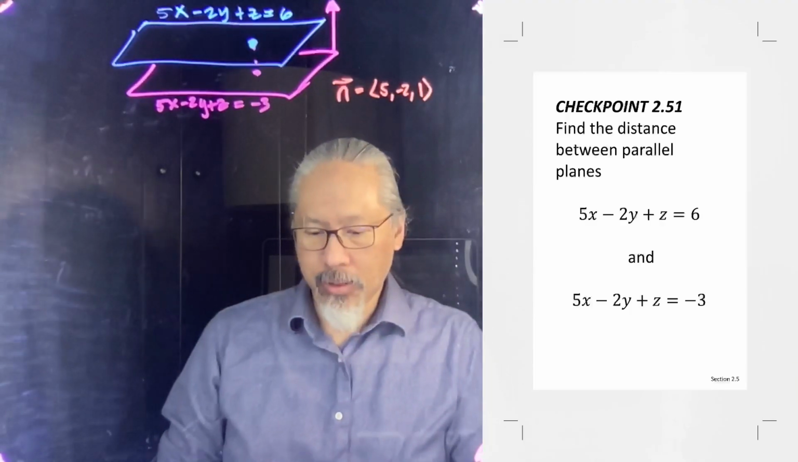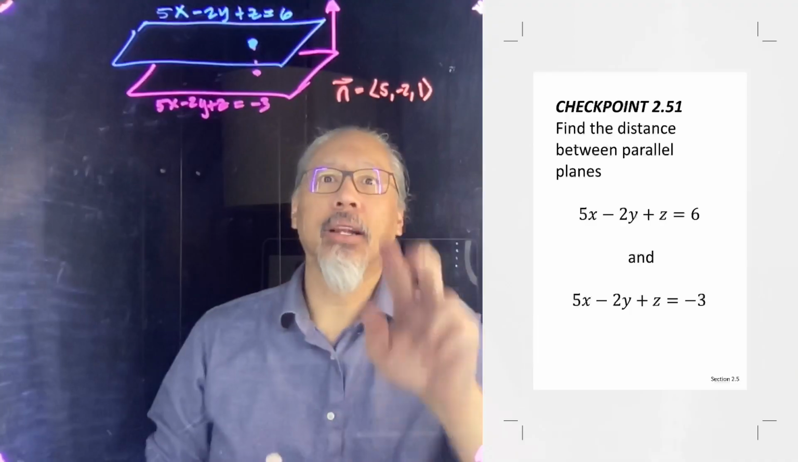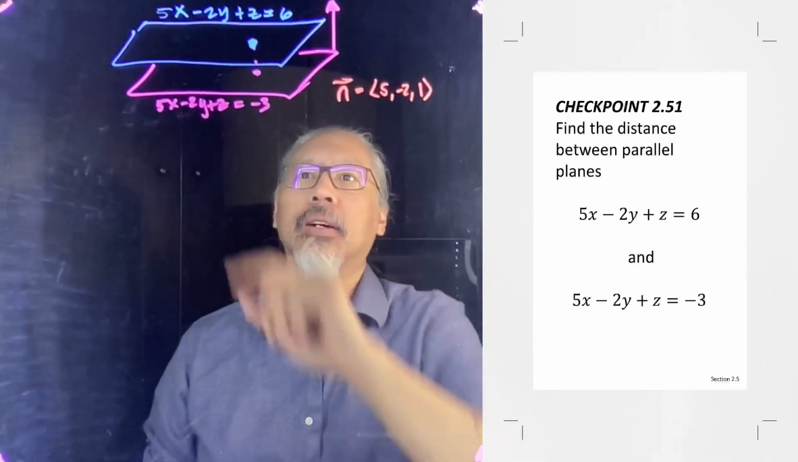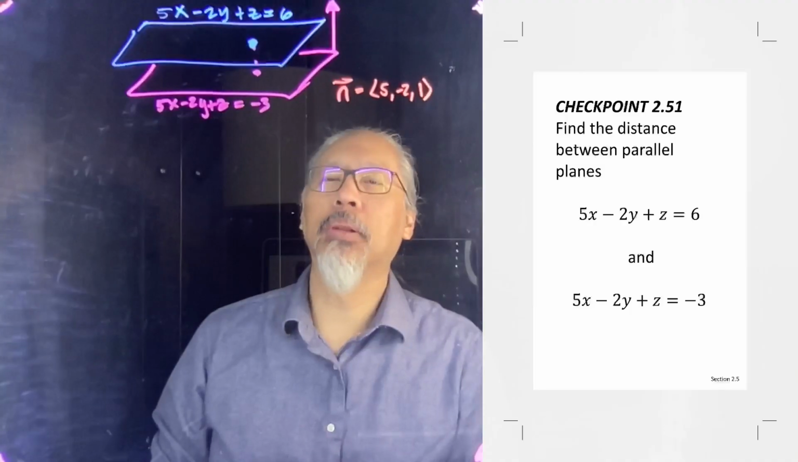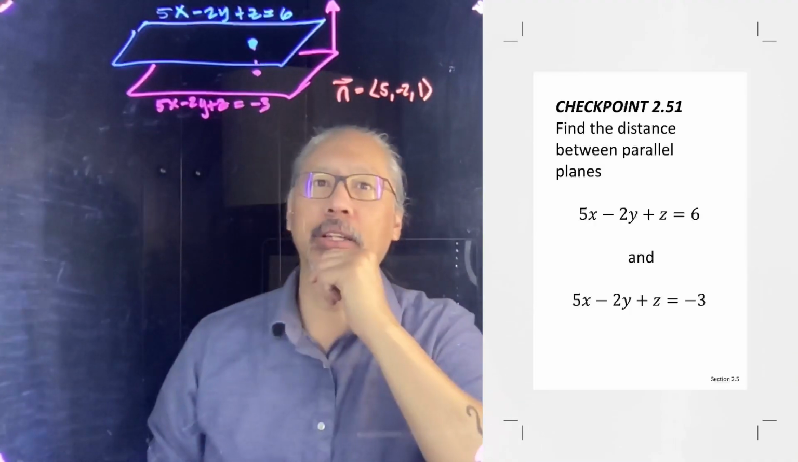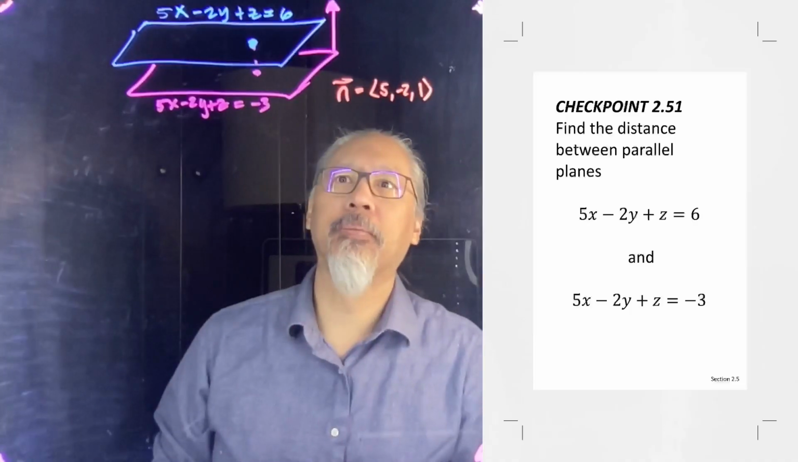And then the other idea is that if we dot this normal with a point on the first plane, we should get 6. And if we dot it with any point on the second plane, we should get -3.